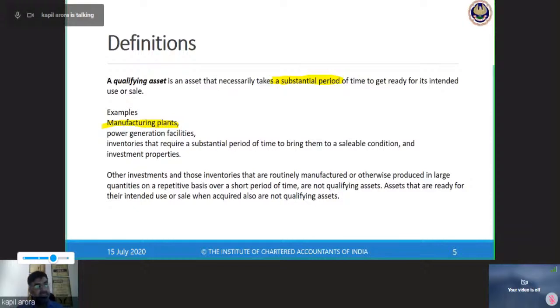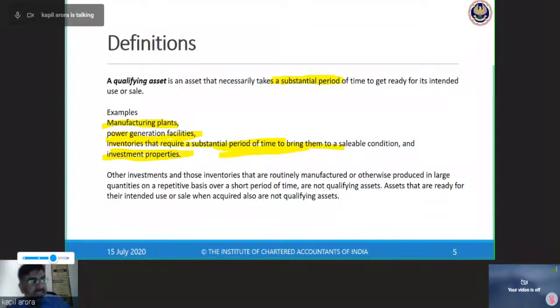Which inventory do you think could be a qualifying asset? Let's look at that also. Please answer this: any inventory which you feel could be a qualifying asset. I am talking about other examples here: manufacturing plant, power generation facility, dams, stadiums, inventories that require a substantial period of time. Can you think about that? What are the inventories which take more than 12 months in their construction? And investment property also.